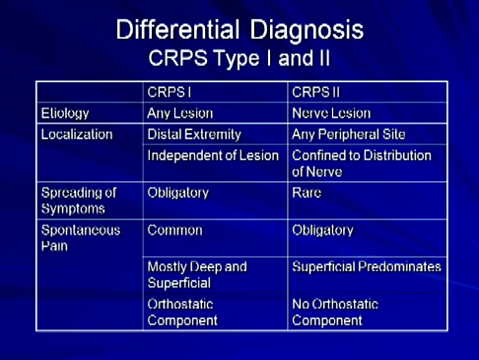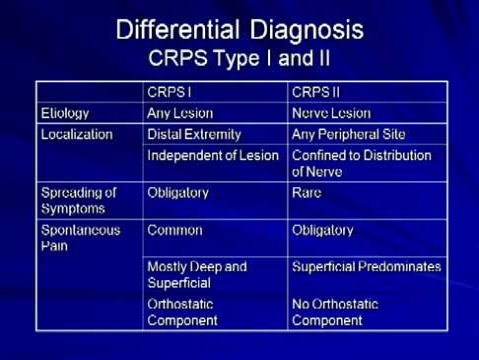You can go through each of these and you can see what the differences are in this categorization of CRPS 1 and CRPS 2. And the reason I'm not going to spend a lot of time on it is because, as I said, the plan was that this would be a transitioning step to get people used to the concept of complex regional pain syndrome and applying it to RSD and to causalgia. And then the idea was that eventually everything would be under the umbrella of complex regional pain syndrome.